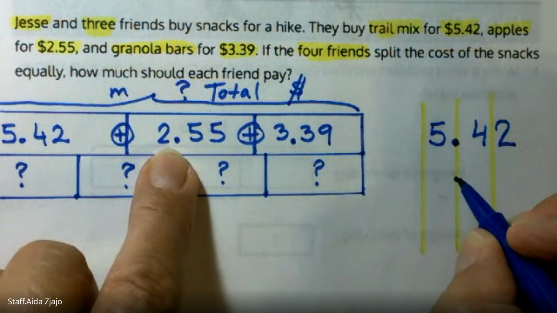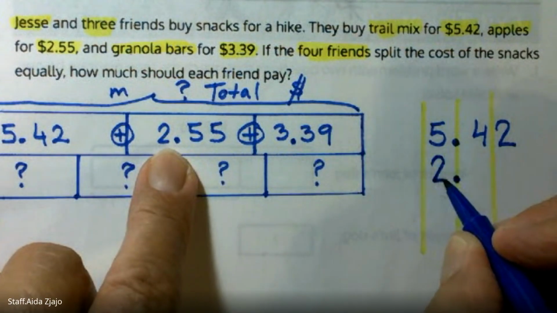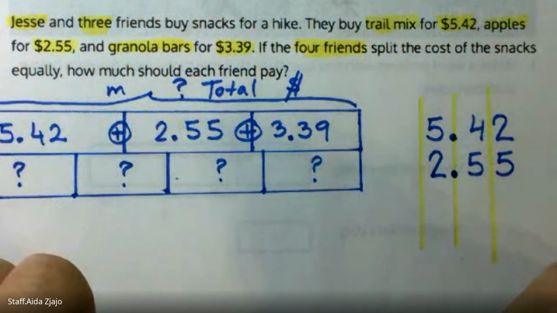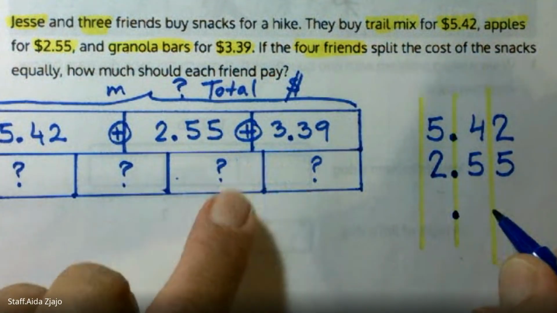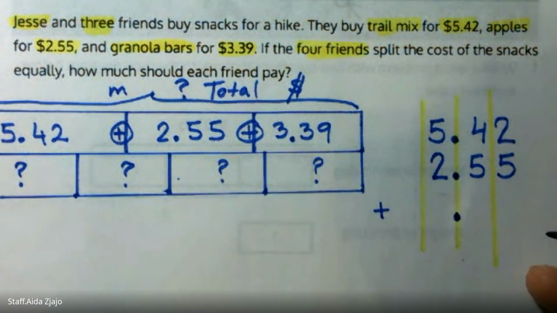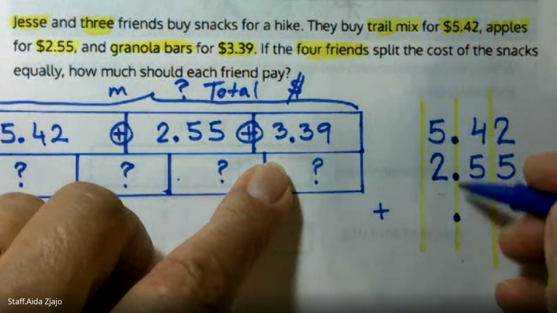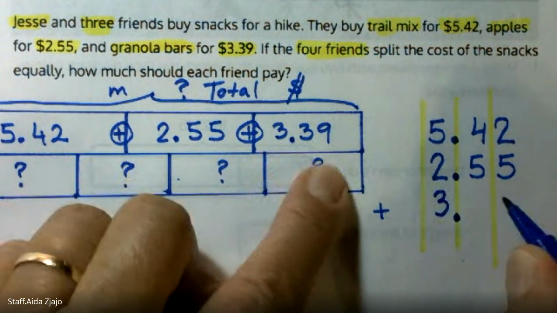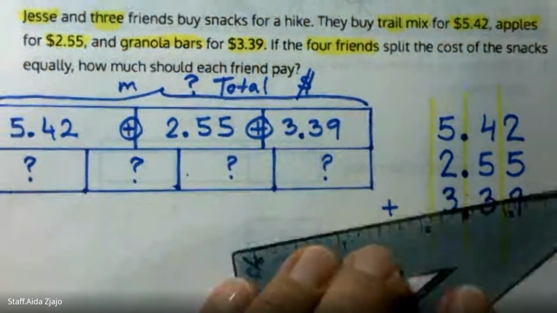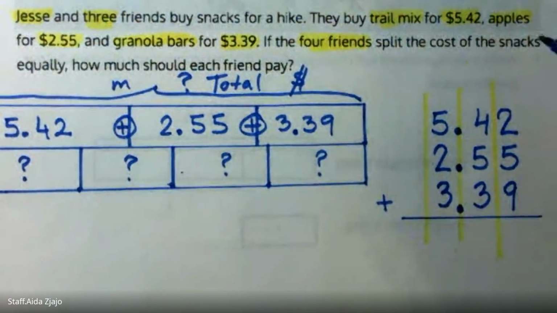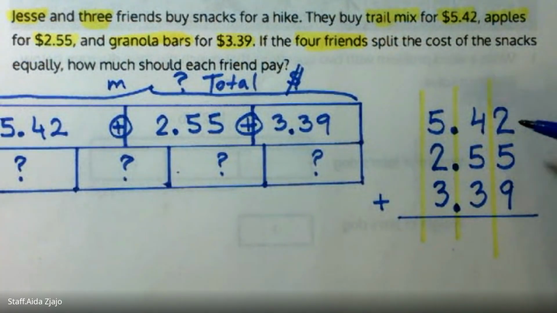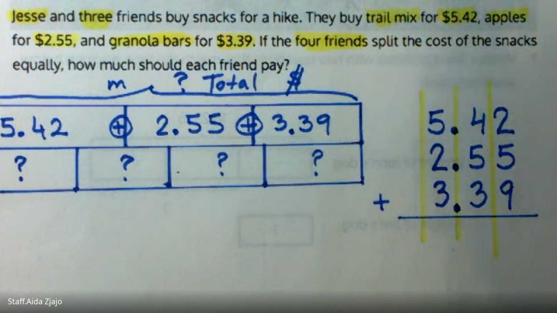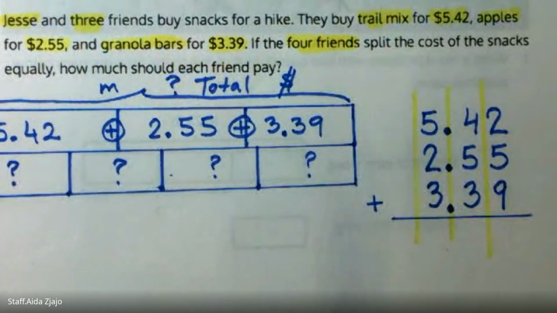Next is $2.55. First I put the decimal, then I see that on the left side I have only $2 and on the other side 55 cents, so I place it correctly. Next, again, the decimal first. When you are adding or subtracting decimal numbers, you have to align the decimal points and place values. So $3, 3 wholes and 39 hundredths. Decimals make sense when you are using money, because it's 5 wholes and 42 hundredths, 2 wholes and 55 hundredths, and 55 out of 100 cents makes $1.